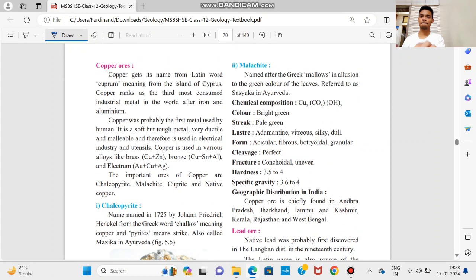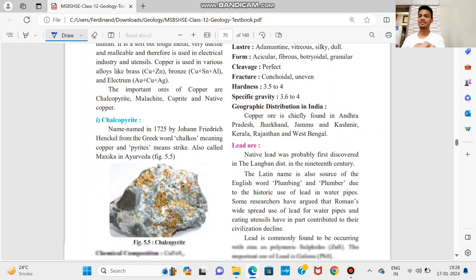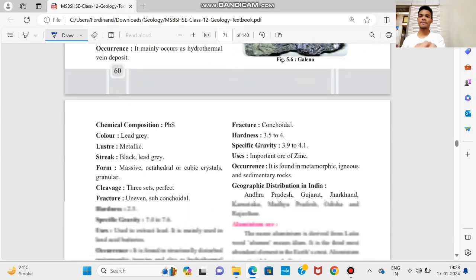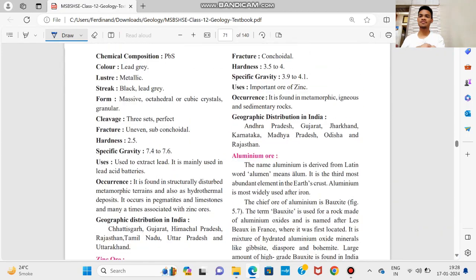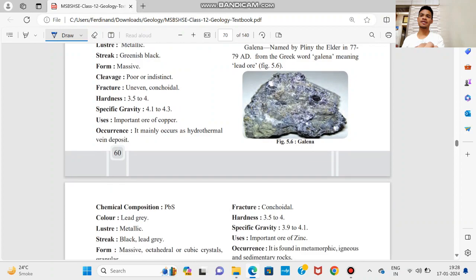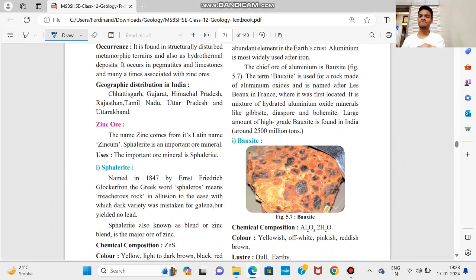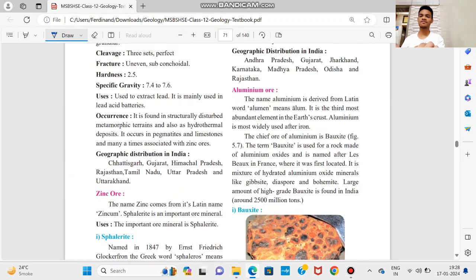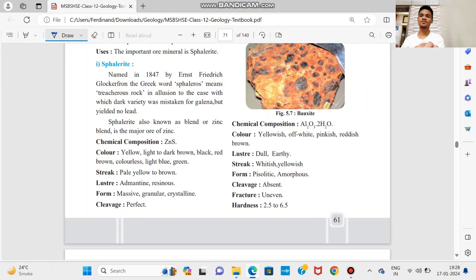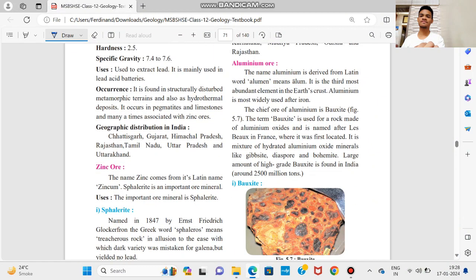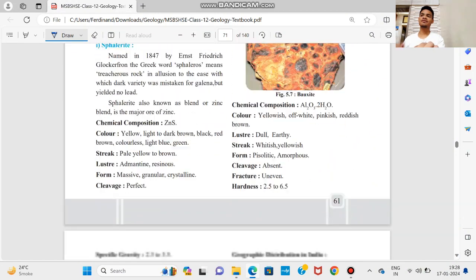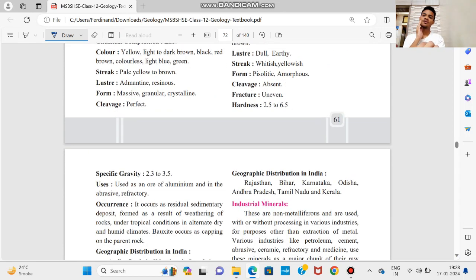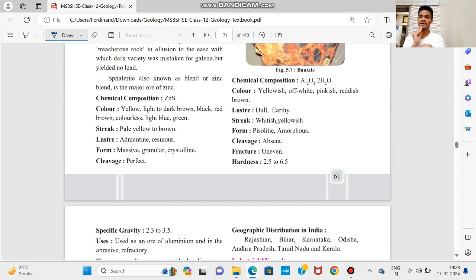Okay, galena. Next we move on to zinc ore, that is sphalerite. Okay, zinc ore, just one, sphalerite. Aluminium ore, bauxite. Okay, as I've told you, just remember everything what I have told you at the start. That is your chemical composition, color, luster, streak, cleavage, fracture, hardness, uses, occurrence, and the geographic conditions for most of the minerals.